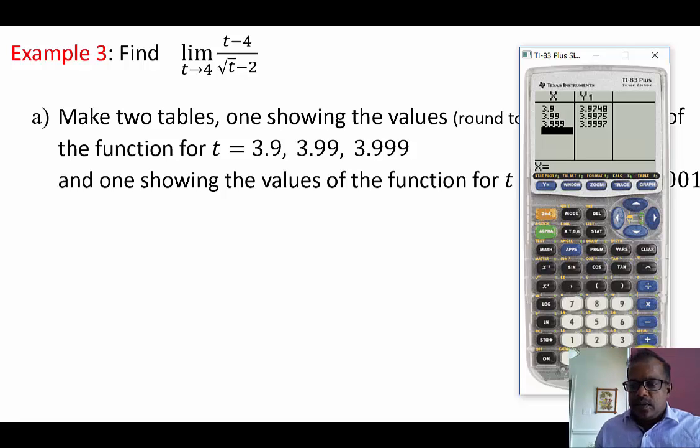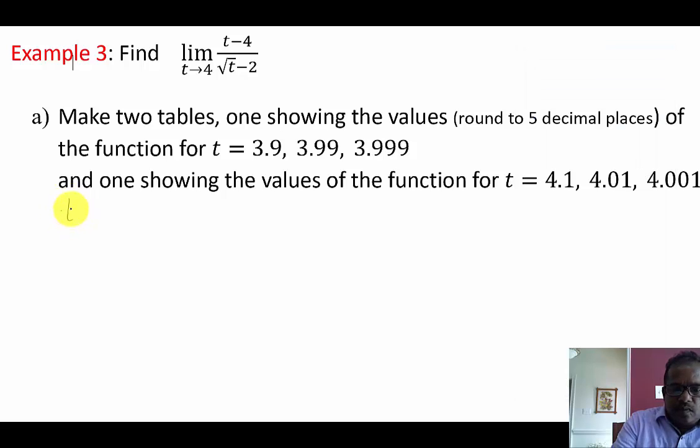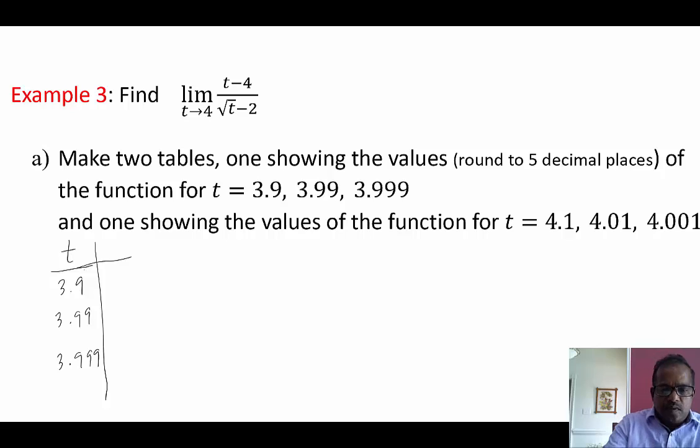So let me put this table over here now. At t values 3.9, 3.99 and 3.999, I got these values for f of t: 3.9748, 3.9975, 3.9997.